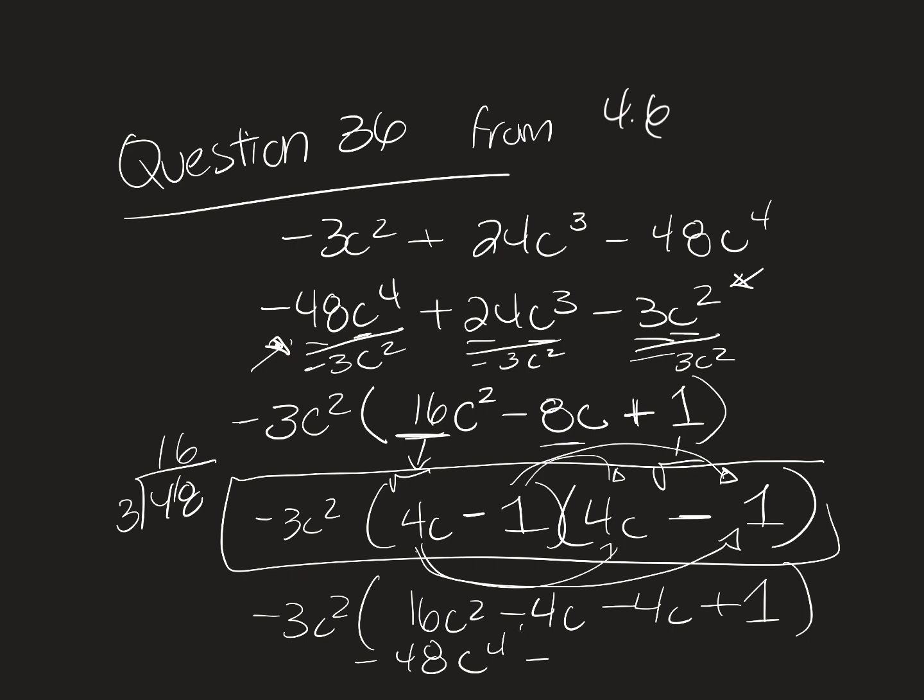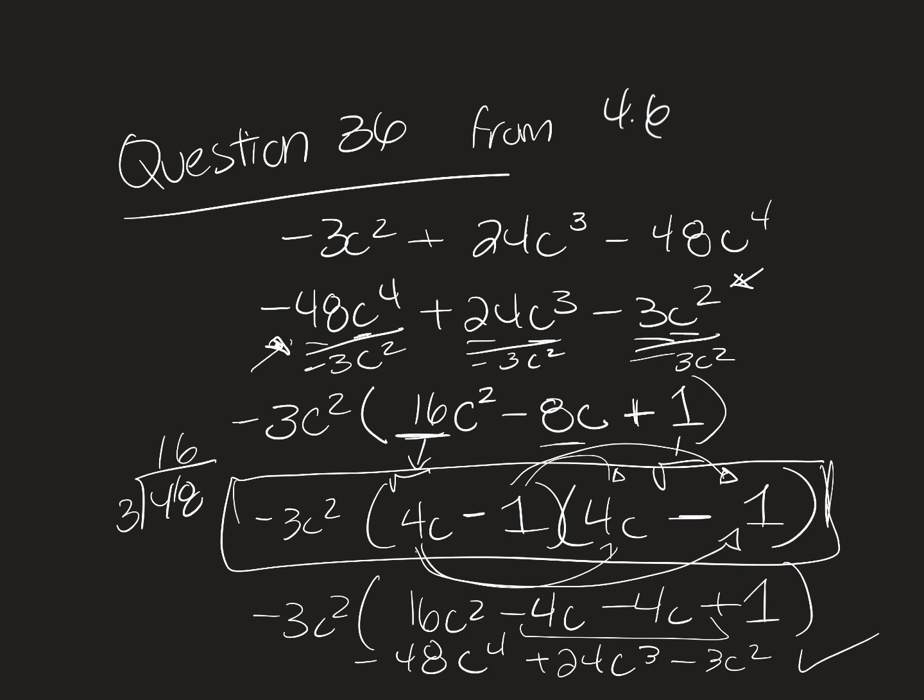Negative, I'm going to combine these, so that's 8. 8 times that is 24c to the third, minus 3c squared. So yeah, checks out. So this is my answer here.